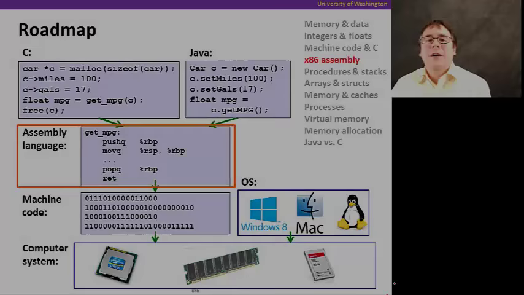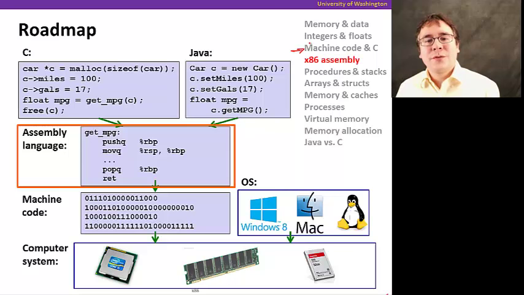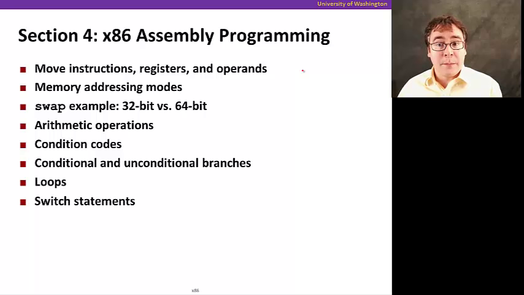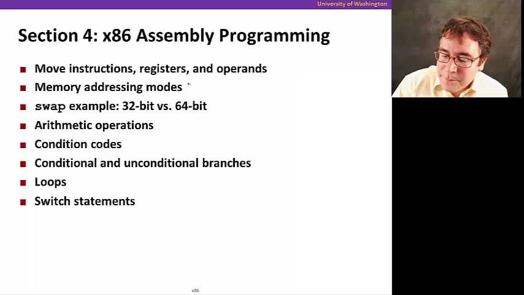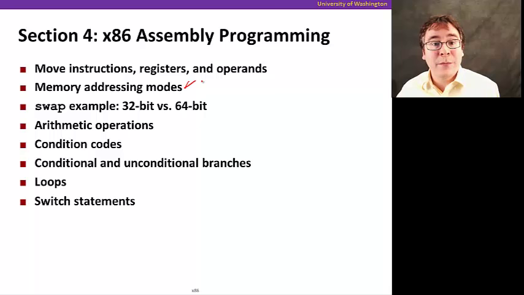Okay, now we're ready to start a new section. We just saw in the previous section an introduction to architecture and machine code and how it relates to C, and now we are ready to start some assembly programming. This section is going to teach you about move instructions, not movie instructions, move instructions that move data between registers and memory and between registers themselves, and what their operands are. We are also going to see the various ways we have available to address memory, to specify memory locations.